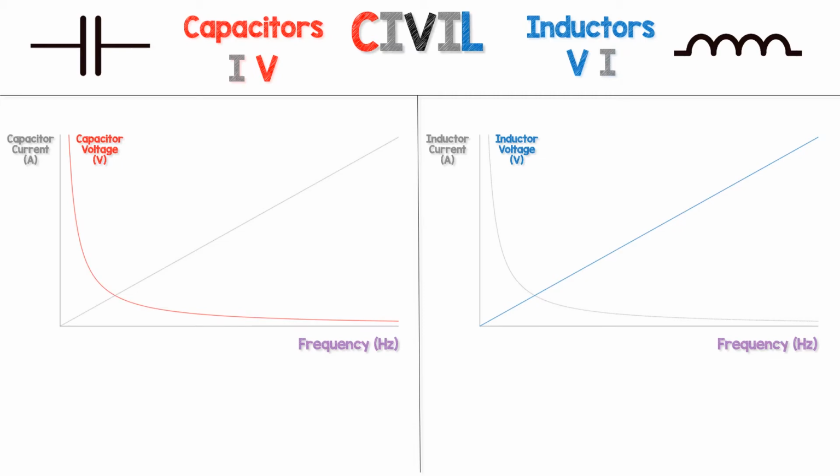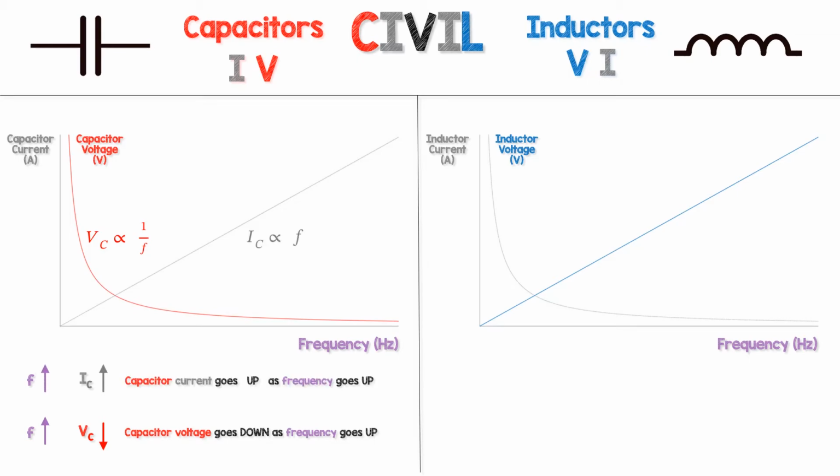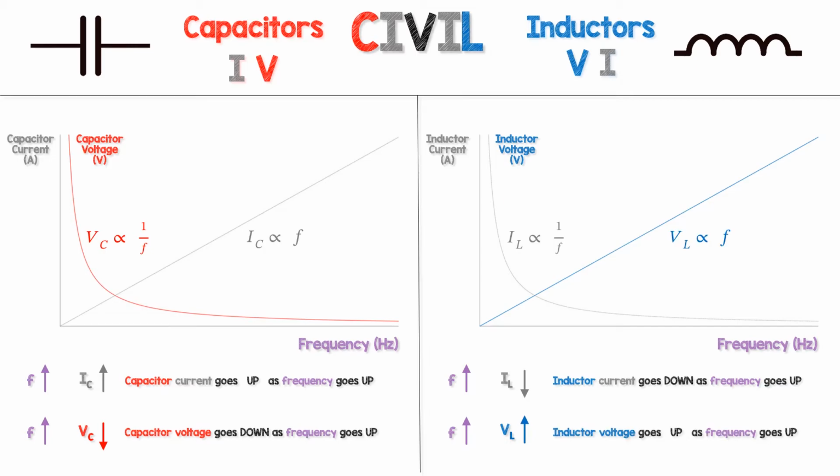These graphs show us how voltage and current change with frequency for capacitors and inductors. For a capacitor, as the frequency increases, the capacitor voltage goes down. And as the frequency increases, the capacitor current goes up. The opposite's true for inductors. As the frequency increases, the inductor current goes down, and as the frequency increases, the voltage across the inductor also increases.